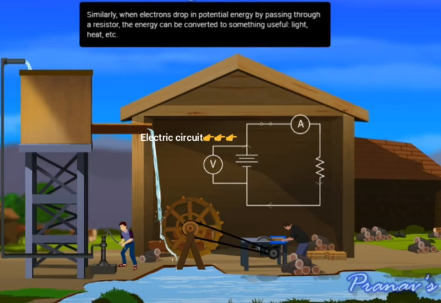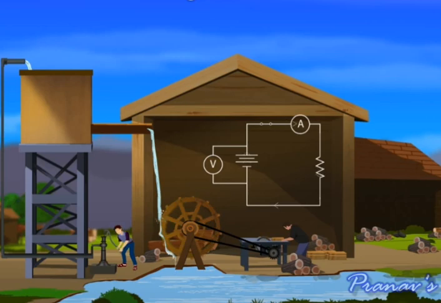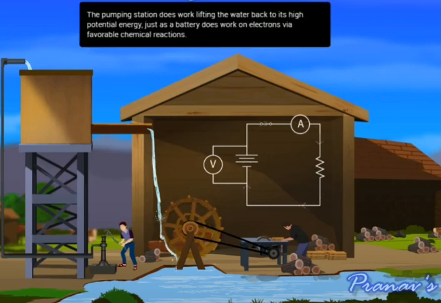Similarly, when electrons drop in potential energy by passing through a resistor, the energy can be converted to something useful like light, heat, etc. Here is one circuit diagram and a resistor. The pumping station does work, lifting the water back to its high potential energy, just as a battery does work on electrons via favorable chemical reactions.